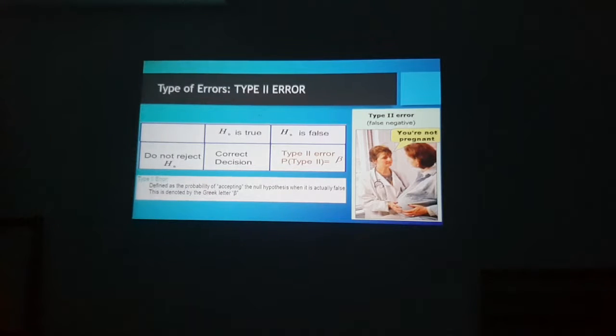If we think back again to the scenario in which we're testing a drug, what would a type 2 error look like? A type 2 error would occur if we accepted that the drug has no effect on the disease, but it really did.